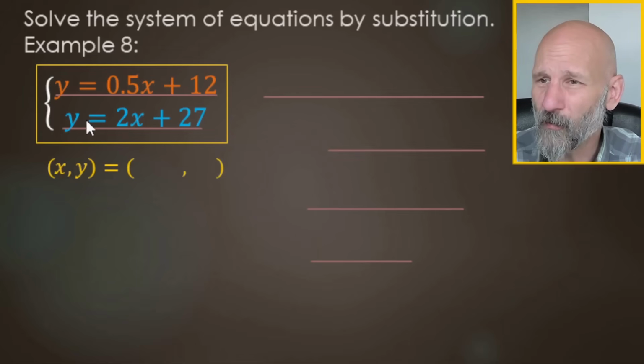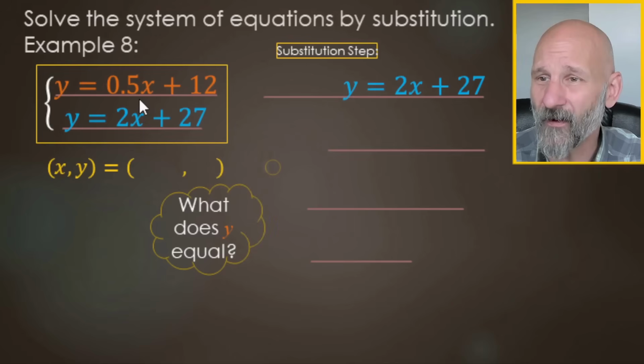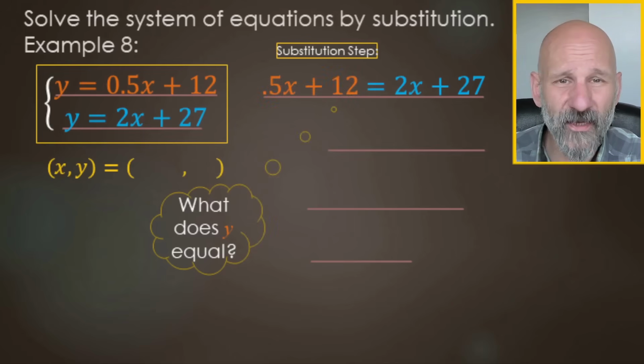So if we take our blue equation, y equals 2x plus 27, we're going to replace this blue y with the red y, which is 0.5x plus 12. There's our substitution step there.